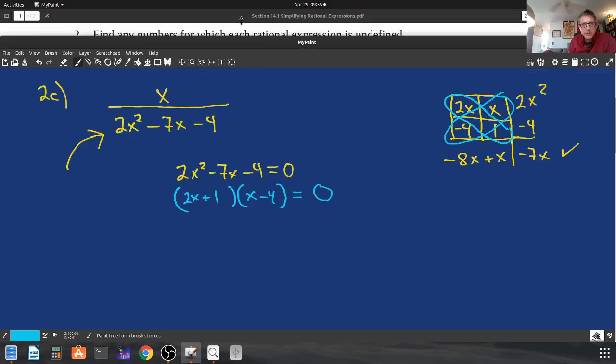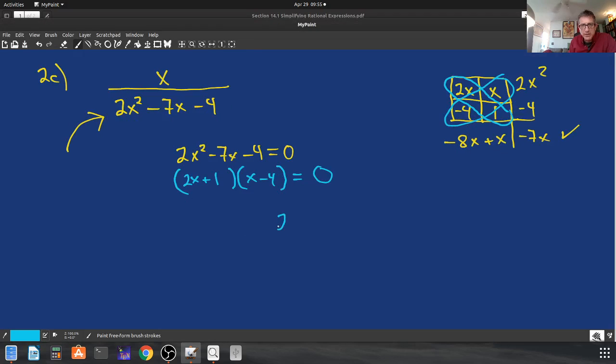So as always, we set each one of these equal to 0. So that means 2x plus 1 is equal to 0, or x minus 4 is equal to 0. I'm not going to go through the steps to solve this first one. You should be able to solve it. This is a simple linear equation. So I'm not filling in the blanks. You all need to fill in the blanks, but I'm going to declare the answer is minus 1/2.